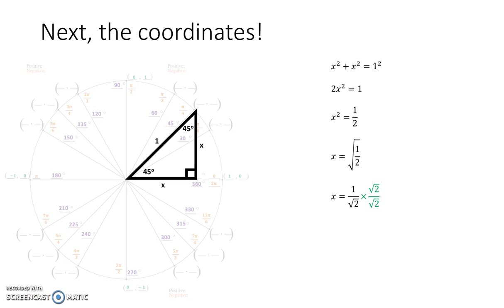And what that will do is, because we've got root 2 times root 2 on the bottom, that's like root 2 squared. The root and the square will cancel each other out. And so we end up with root 2 on 2. So it doesn't look much simpler, but it's just a preferred way. We don't want a square root on the bottom of the fraction. So now we know that x equals that, which means that y equals that as well.